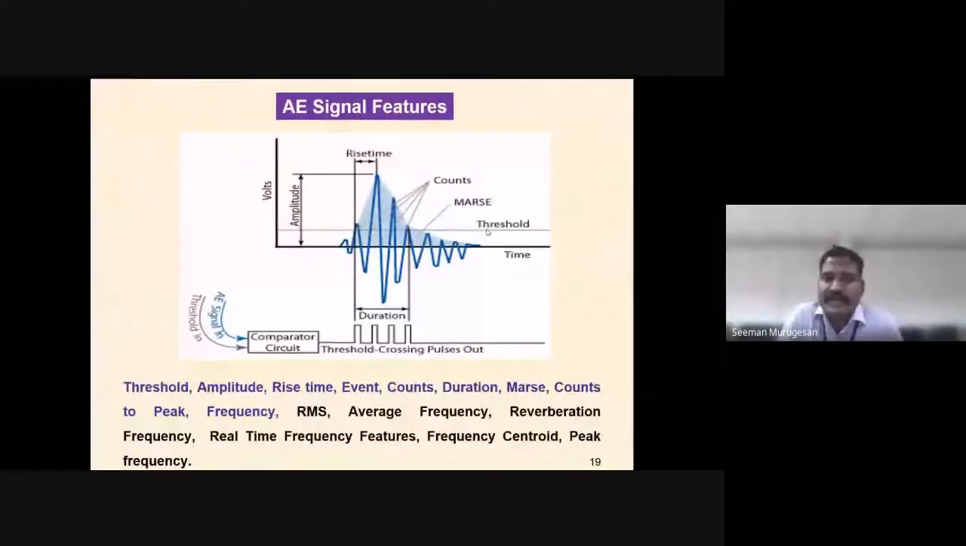Now the parameters. This is the threshold. Generally, the threshold is fixed at 30 dB. You have to eliminate the environmental noises. For example, if I want to monitor the machining process, the machine vibration will be unwanted noise, an unwanted signal. So environmental noises are eliminated by fixing the threshold.